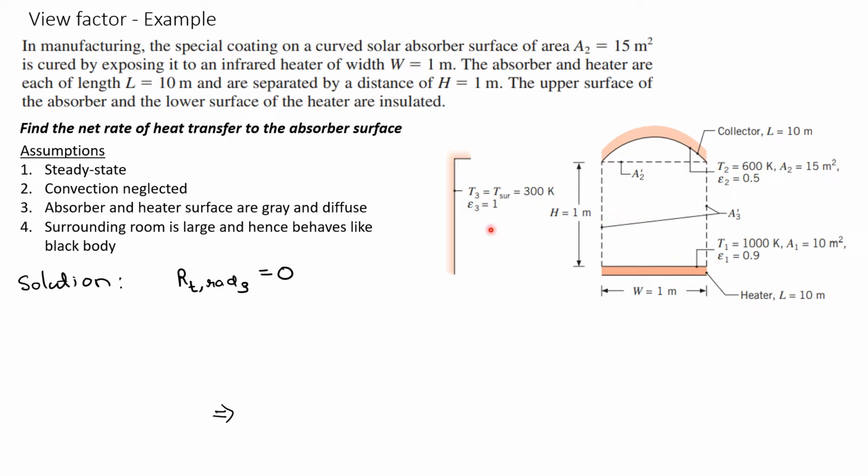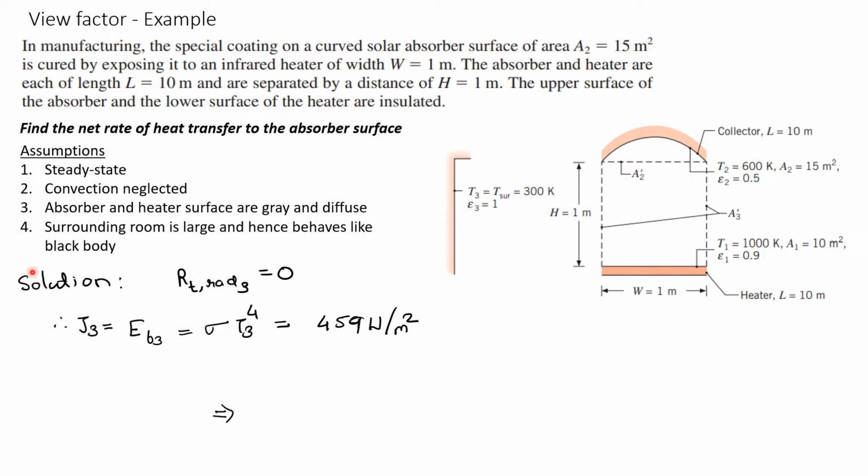Because it's a black body, your emissivity is 1. So 1 minus epsilon will be equal to 0, and our resistance due to that will be 0. So for our surface 3, there's no surface resistance offered by it. So our radiation resistance for surface 3 is 0. That is due to assumption 4.